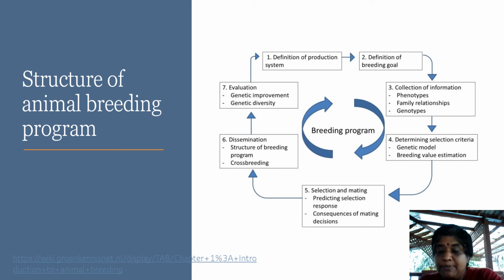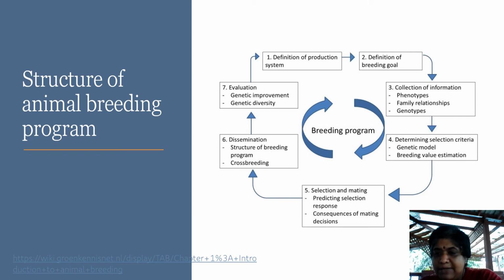You define the breeding goal. Okay, you want to improve growth, you want to improve fertility. So you define your breeding goal. Then you start collecting information, which is number three. You want to collect phenotypes, family relationships, genotypes. You have all this information, because what information you collect will allow you to do the analysis.